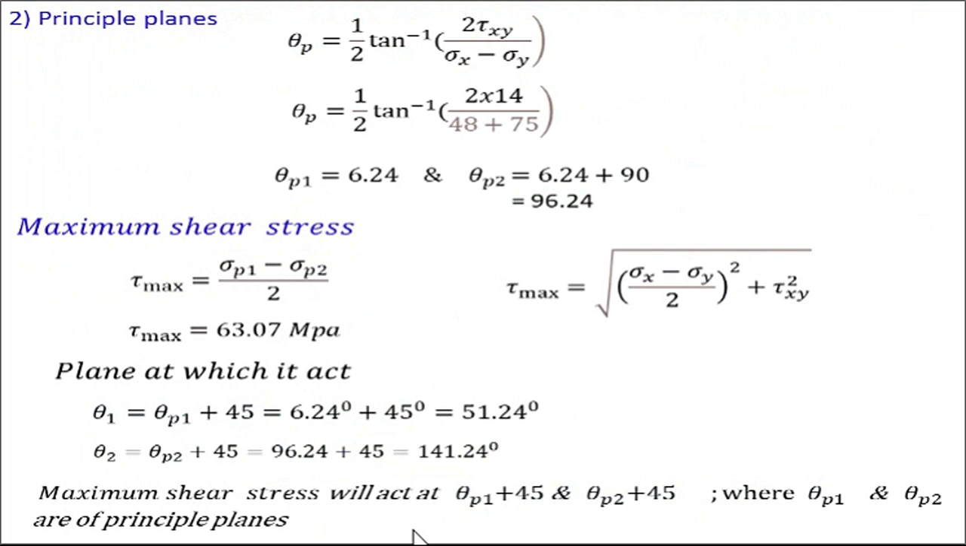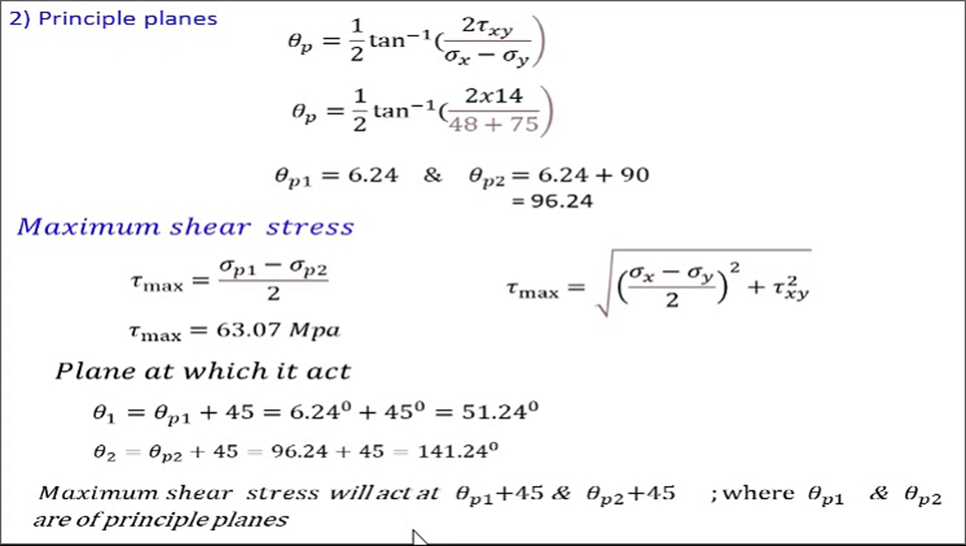After that, the principal planes. We know the basic relation for the principal plane, theta p. The symbol normally used is theta p, where p stands for principal plane and theta is the inclination or orientation of these principal planes. So theta p is 1/2 tan inverse of twice tau xy divided by sigma x minus sigma y. We have tau xy, sigma x is 48, sigma y is minus 75. We just have to put these into the relation, and we get theta p1 equal to 6.24. This is one principal plane.